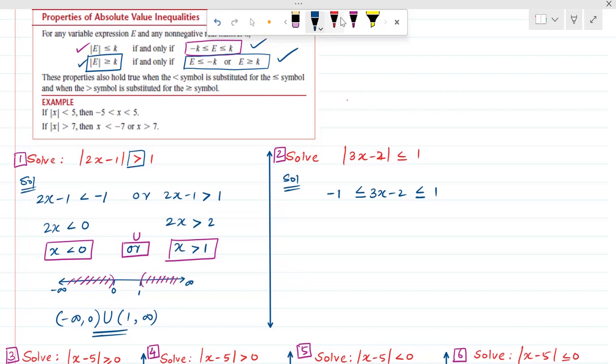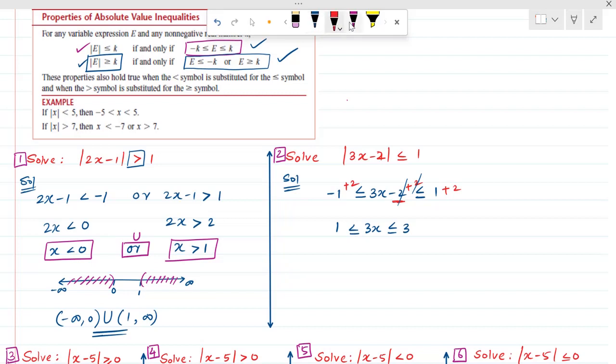Now I have to move this one here, so I will add plus 2 on all sides. Why? Because I have to move that minus 2 away. You have to add 2 on both sides. So what is the rule here? It becomes plus 1 less than or equal to 3x, since the minus 2 and plus 2 cancel, less than or equal to 3.